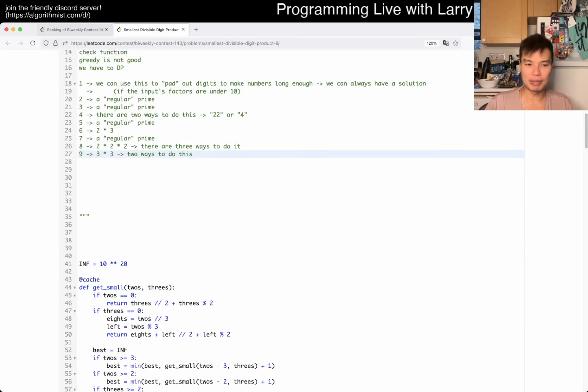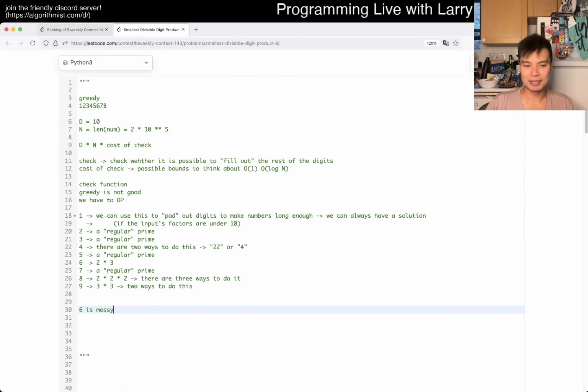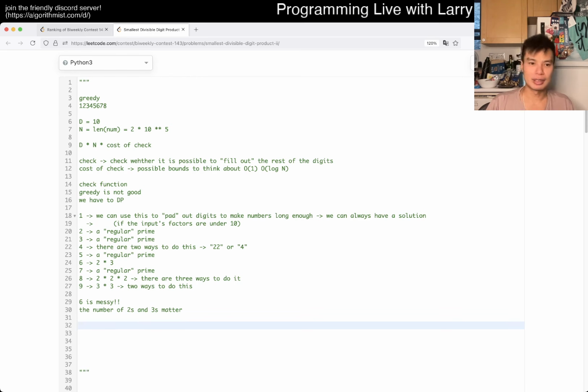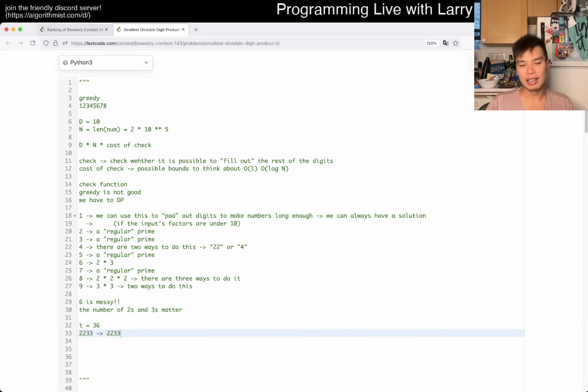And then 6 is the tricky one, because 6 is messy. Now, the number of 2s and 3s matter to the result. What I mean by that is, if your input is, I don't know, 36, say, right? So 6 times 6, as the t. And then your other number really just depends on the number, right? Because if it's 2233, then the answer is 2233. You can imagine, like 49, the answer is 49, and some variations of that, right?